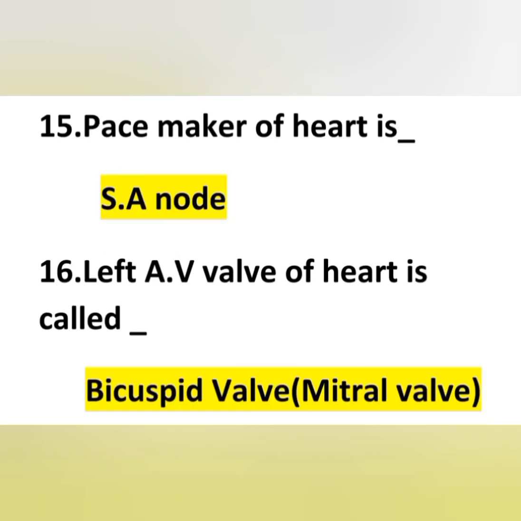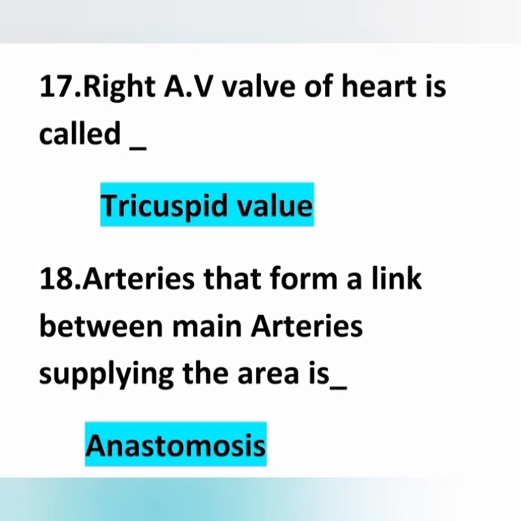And the pacemaker of the heart is known as the SA node. And next point, the left atrioventricular valve of the heart is called the bicuspid valve or mitral valve. That is, the left atrioventricular valve. And the right atrioventricular valve is known as the tricuspid valve. So the left atrioventricular valve is the mitral valve or bicuspid valve, and the right atrioventricular valve is known as the tricuspid valve.